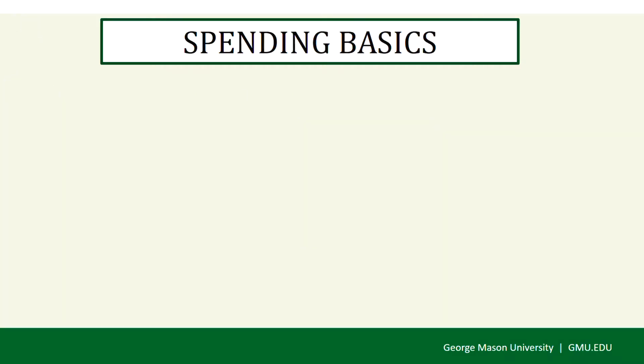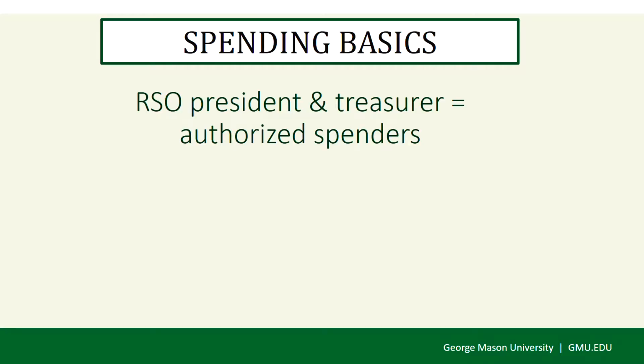Let's begin with some spending basics. First, the president and treasurer of your RSO are the only individuals authorized to spend money from your RSO account. Their approval should be obtained prior to the submission of any spending request.